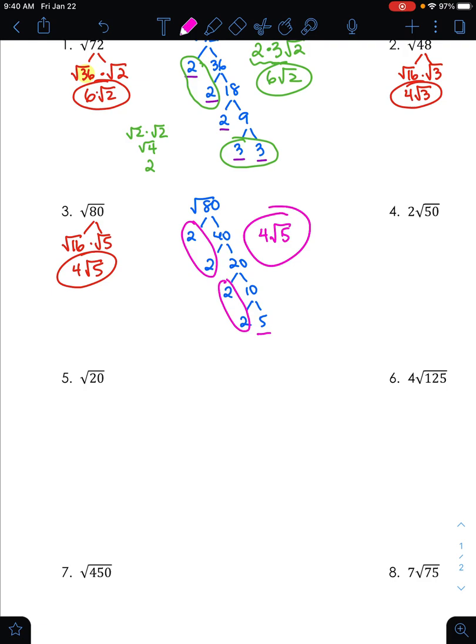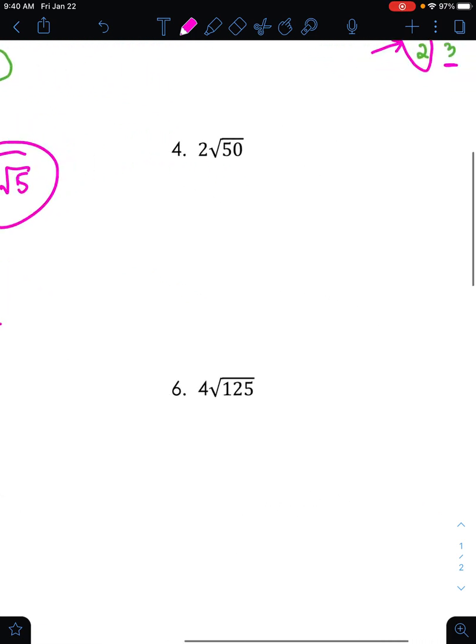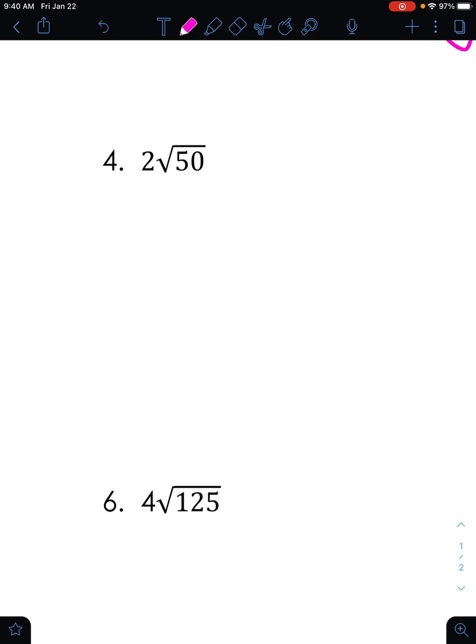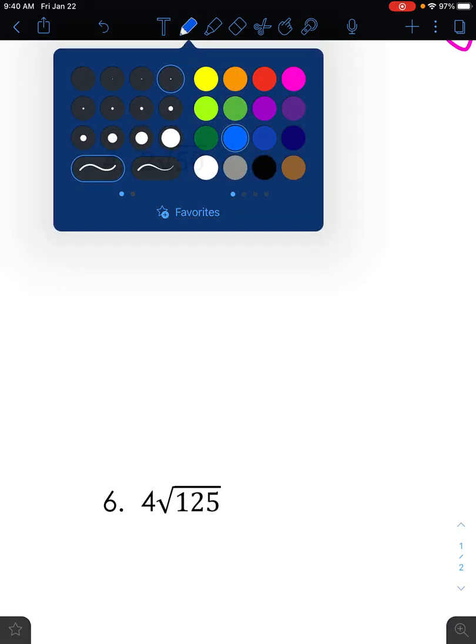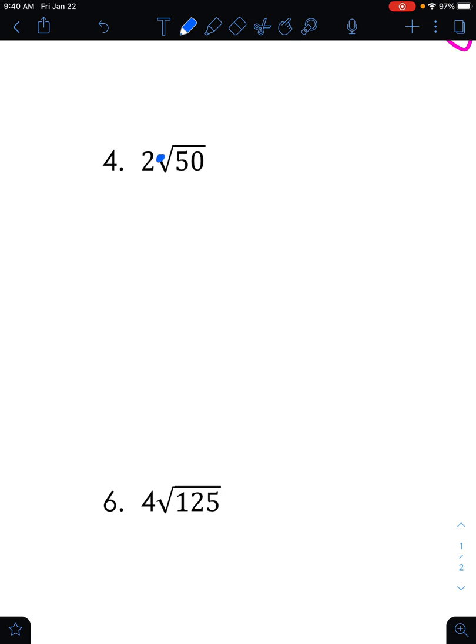Okay, let's look at number 4. Because I want you to notice how it's a little bit different because there is a 2 here in front of the radical, all right? And so really what that is just saying is 2 times the square root of 50. So any number I bring out of the radical just gets multiplied by 2.